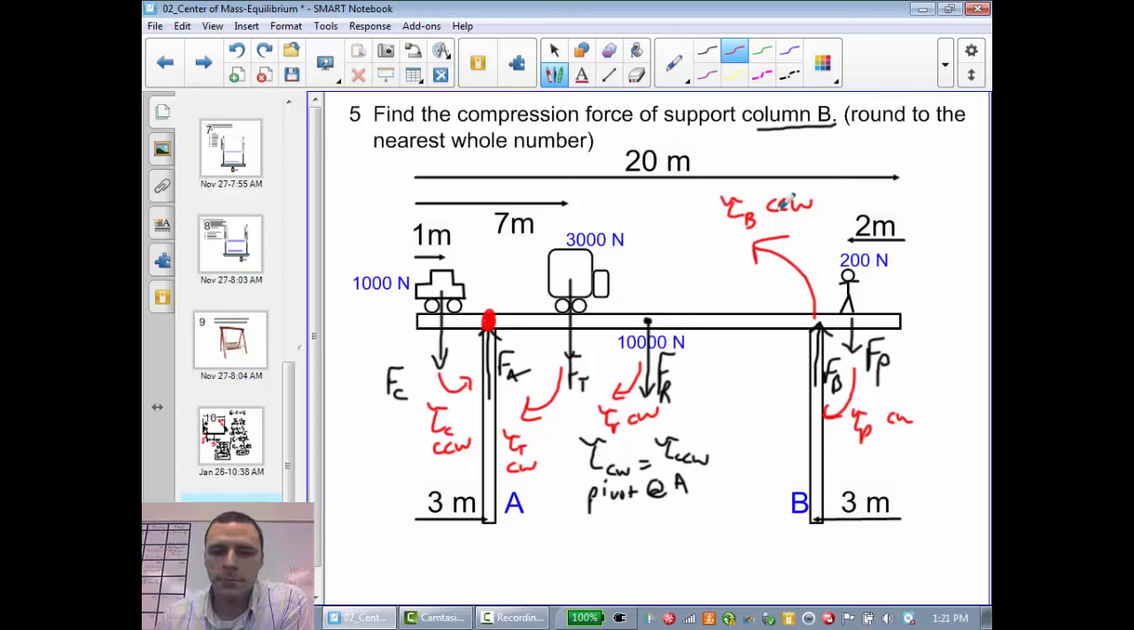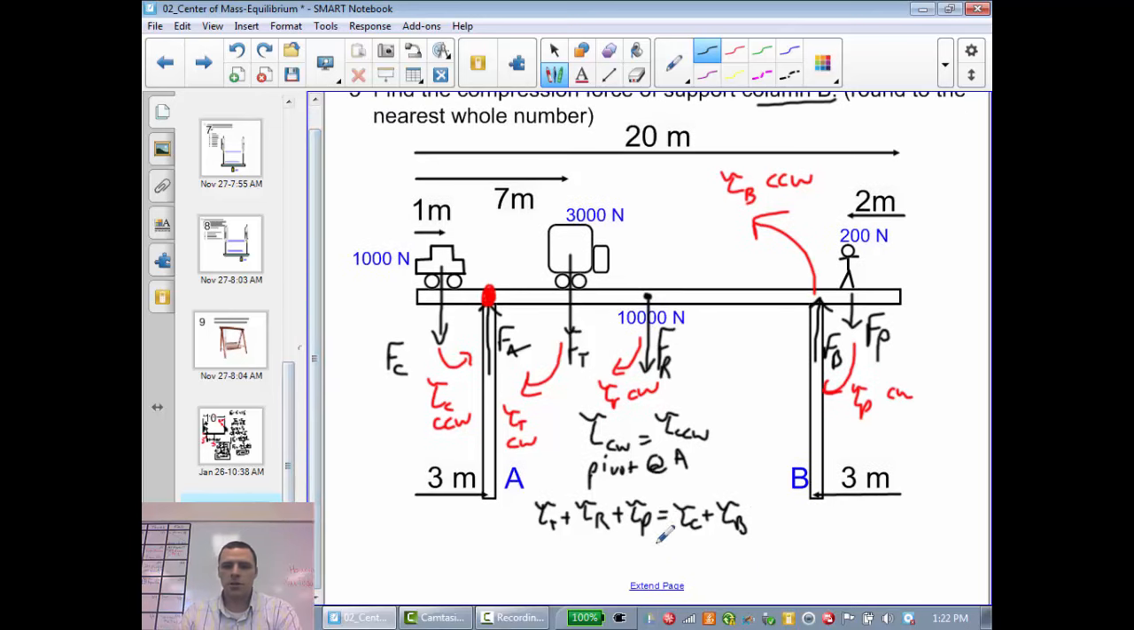So now when I write all the torques together, group all my clockwise ones together, I'm going to get torque T plus torque R plus torque P equals torque C, C is counterclockwise, plus torque B. And now we're just going to continue solving this equation.